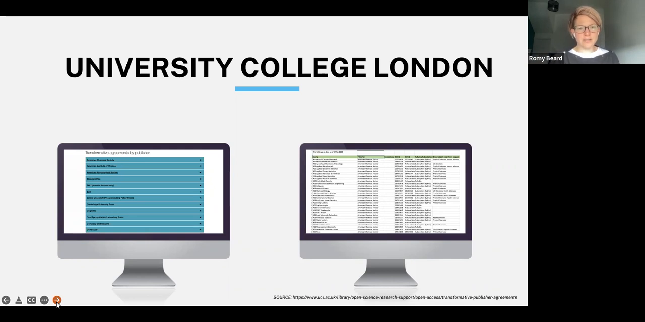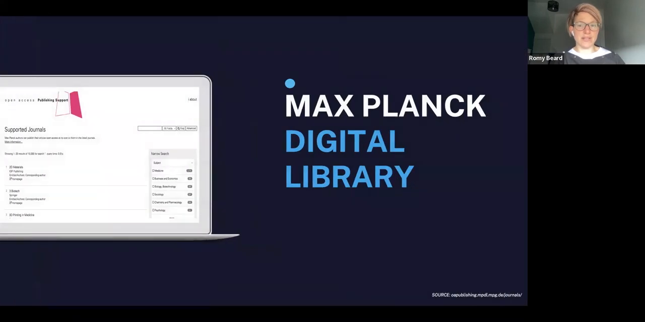University College London has quite a good website where they list all of their transformative agreements by publisher, as you can see on the left. And then if you open the little triangle button, you get a list with more information, including title lists in Excel that you can search in most cases by subject area as well. So your library might have a similar way of promoting their agreement. Certainly most university libraries have a page with all the agreements with the publishers that they've signed.